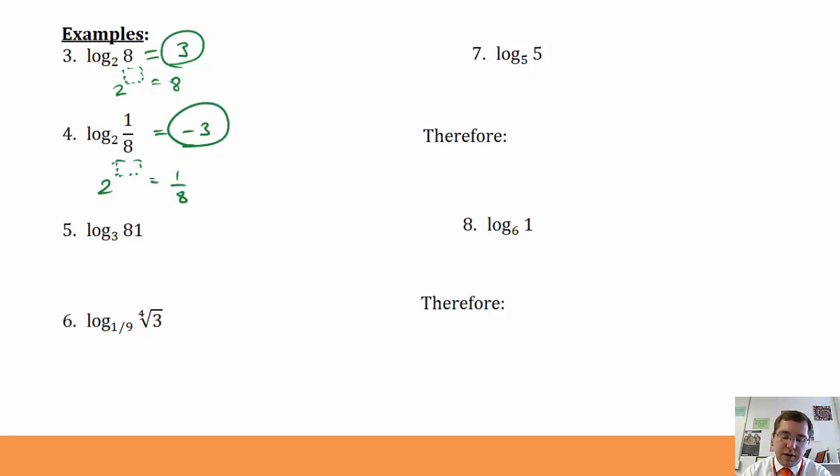Okay, log base 3 of 81. So what power do I raise 3 to in order to get 81? Well, 3 to the fourth is 81. So the log base 3 of 81 is 4.